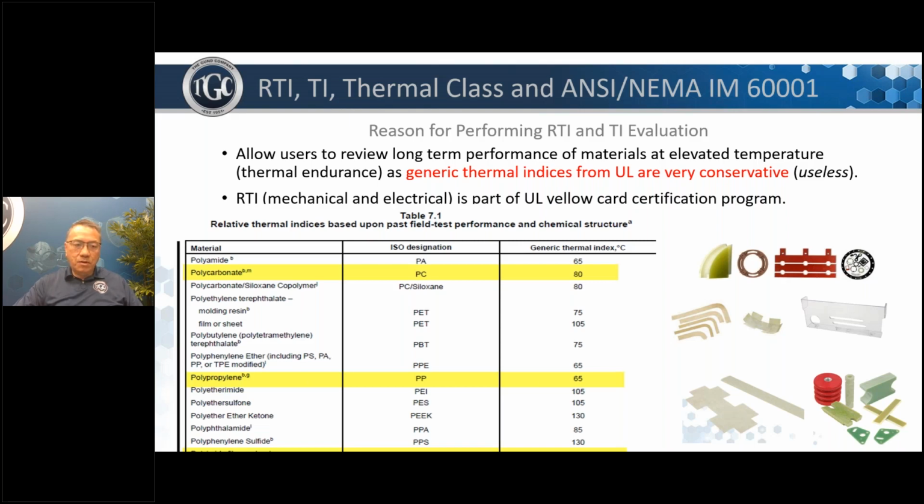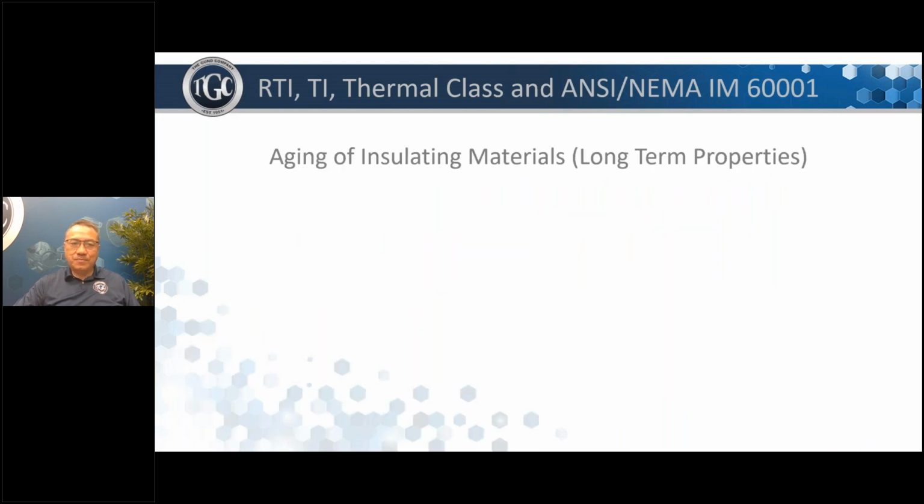If you look at the example below, polypropylene has a generic RTI of 65 degrees C. That's just a little bit more than warm water. And we know that engineering grade polypropylene can do a lot better than that. Even a very high-end material like PI, polyimide, we know it's a 200 to 220 degrees C material. The generic RTI is only 130. So obviously, for a manufacturer, we do not like to use the UL generic RTI.